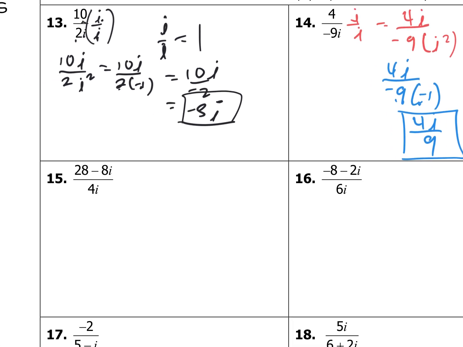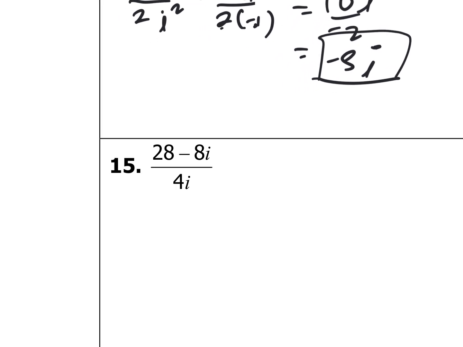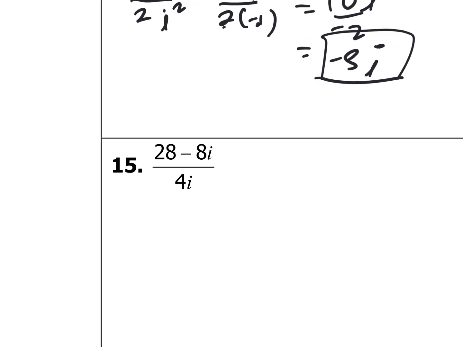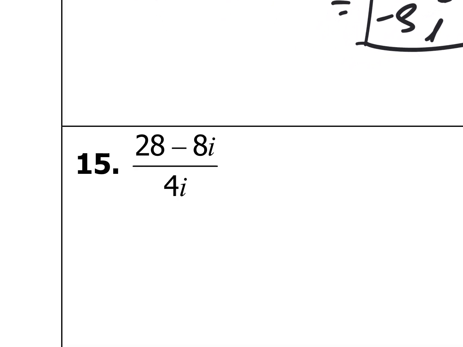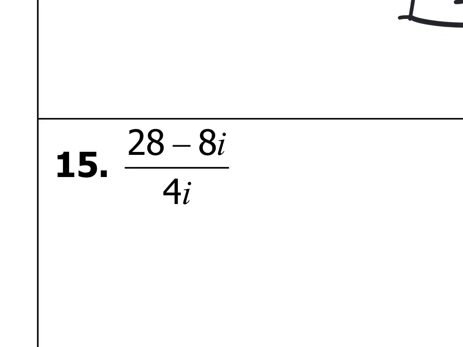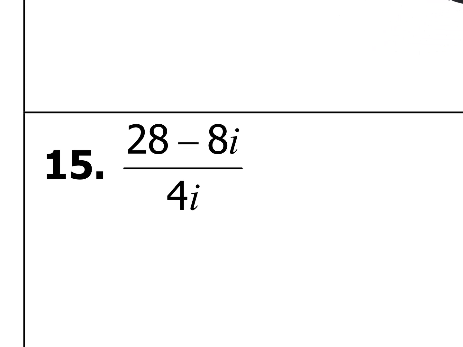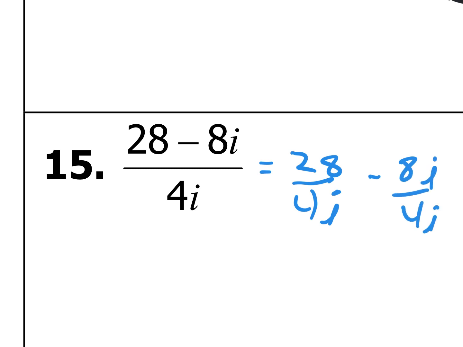All right, now, let's see. What do you think would get rid of the i in the bottom? First of all, I hope you look ahead for a minute. If you wrote this as two fractions, it would look like this: 28 divided by 4i minus 8i divided by 4i. You do know that if you have two things in the numerator and one thing in the denominator, you can write that as two fractions. That may help you.